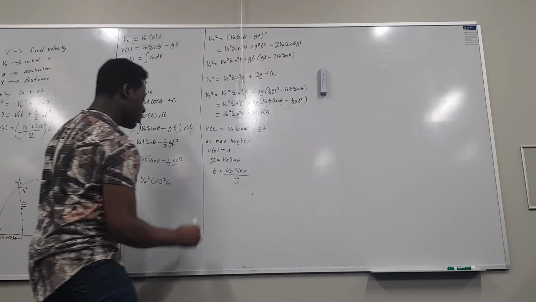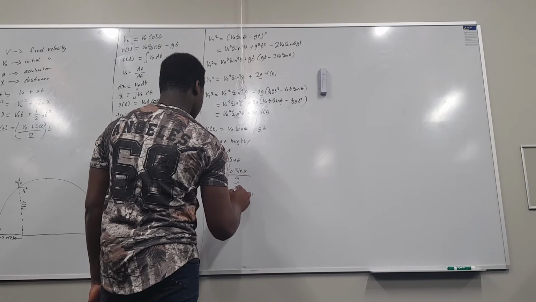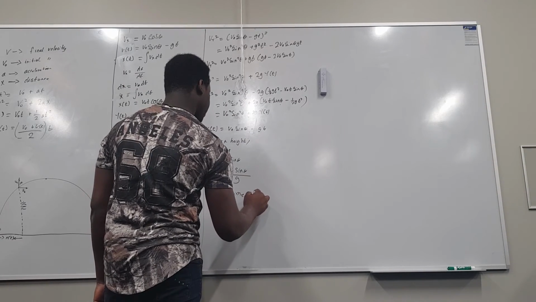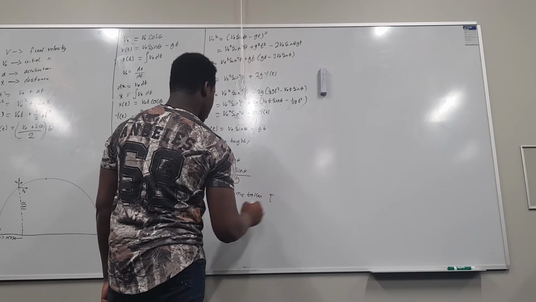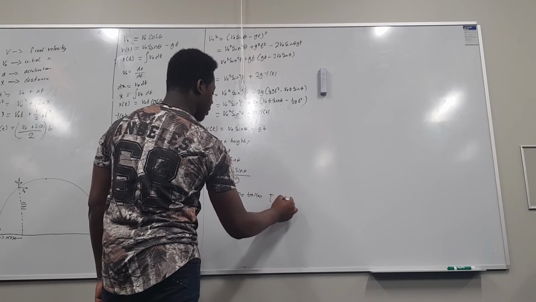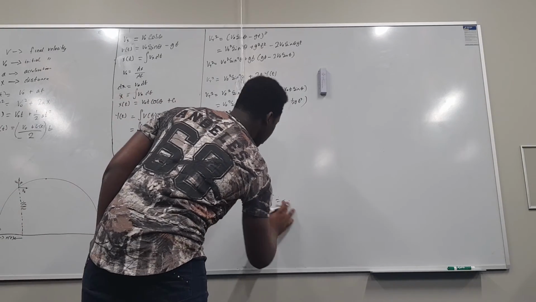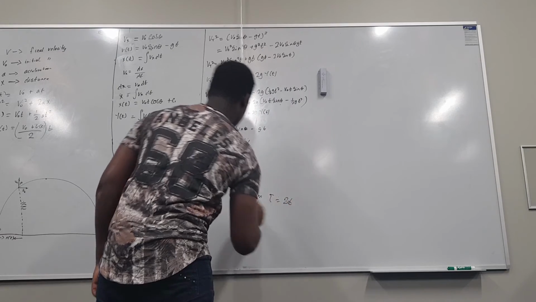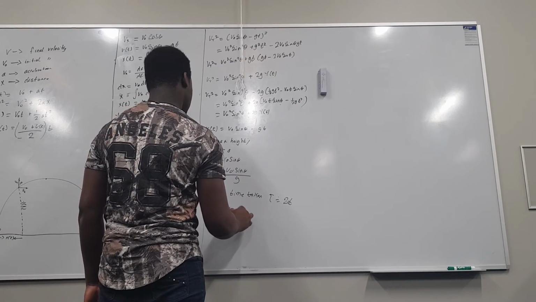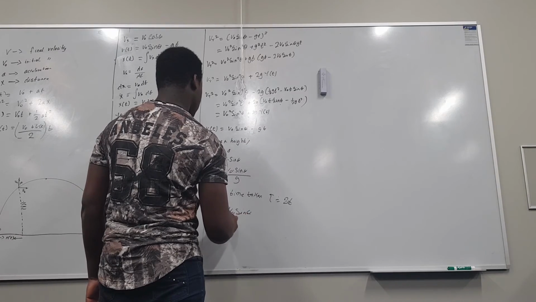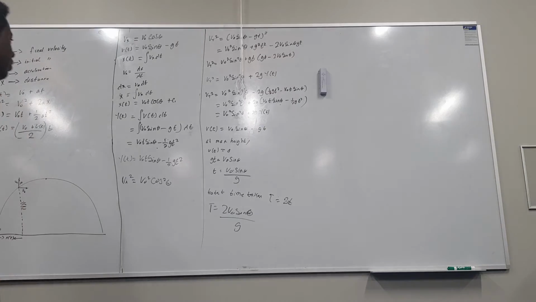Total time taken is 2 times t. T is equal to 2 v naught sine theta divided by g. Okay, so that's what I'm taking.